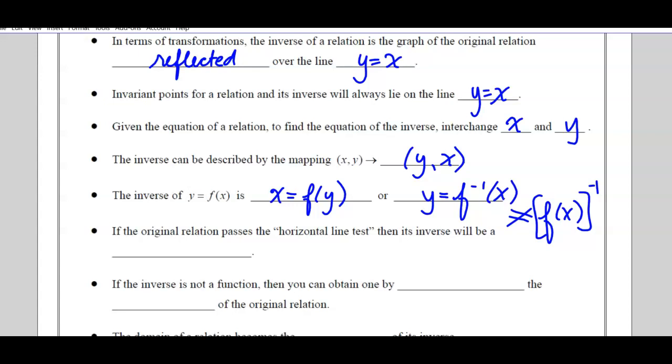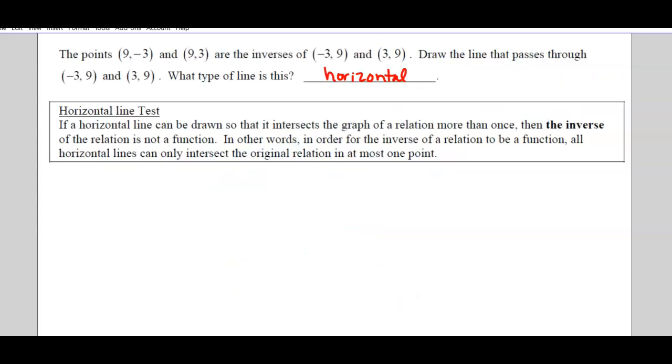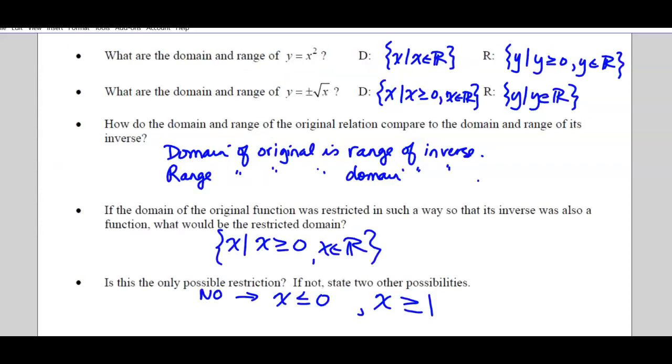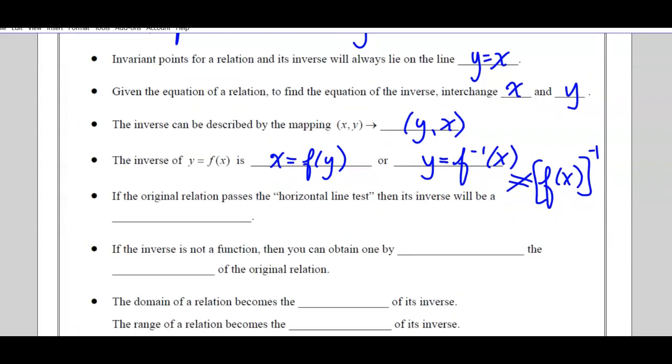Okay, so if it passes the horizontal line test, it gets a little bit confusing when you read that. In order for the inverse relation to be a function, all horizontal lines can intersect at most at one point. That's the horizontal line test. So if it passes that, then it's going to be a function. If the inverse is not a function, then you can obtain one by restricting the domain of the original.